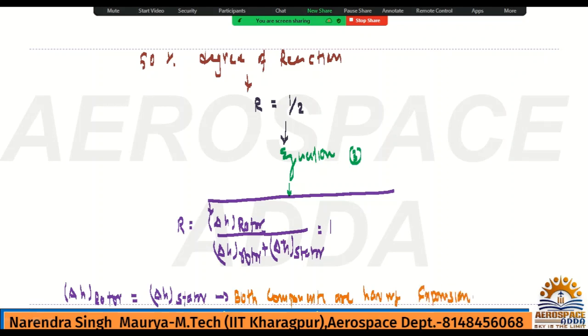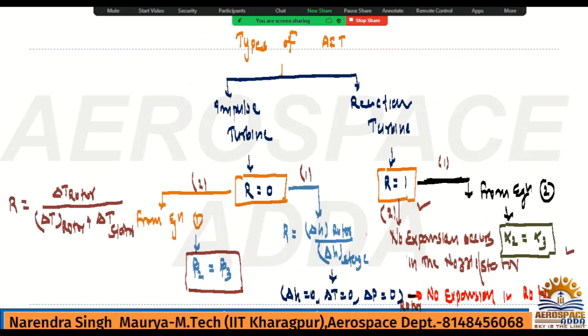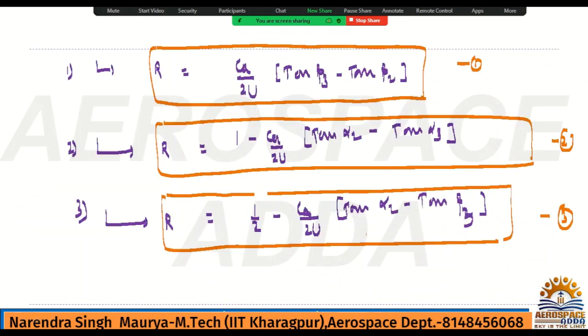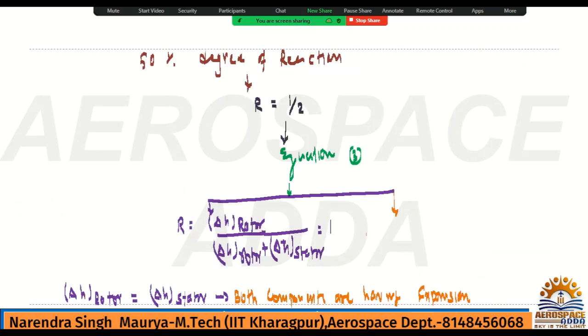Both components, rotor and stator, share an equally distributed load. Now, second thing, what is the angle-wise relation? Angle-wise meaning: check the third equation, with R equal to 1 by 2. Right and left both sides have 1 by 2, so it cancels out, and finally we get alpha 2 is equal to beta 3.